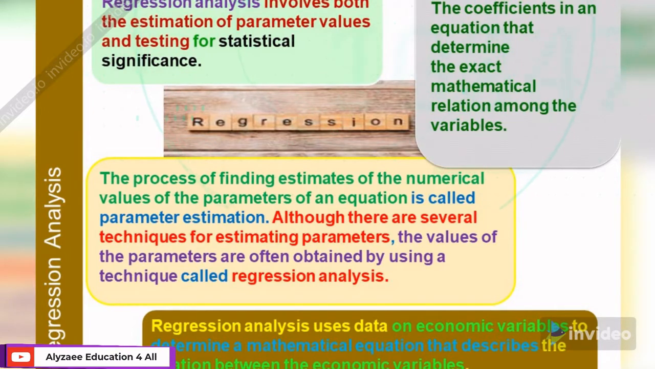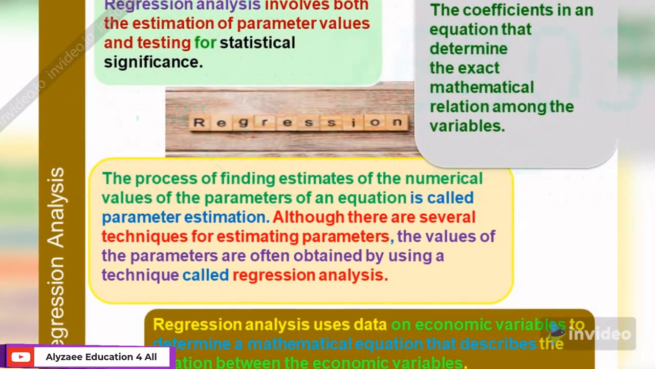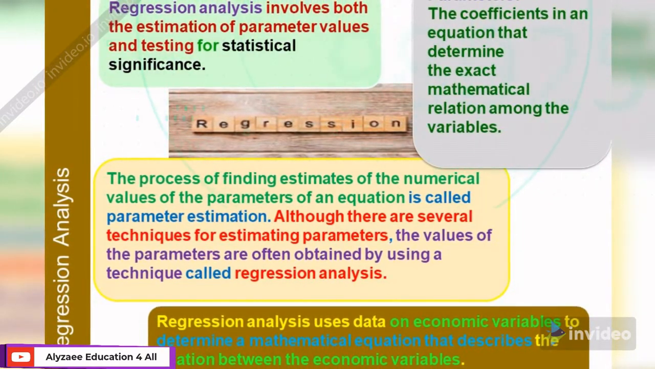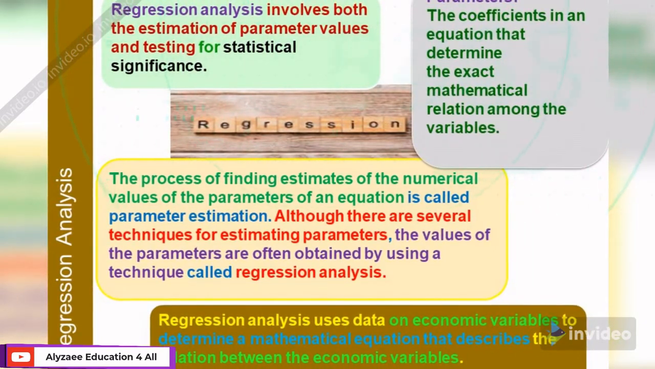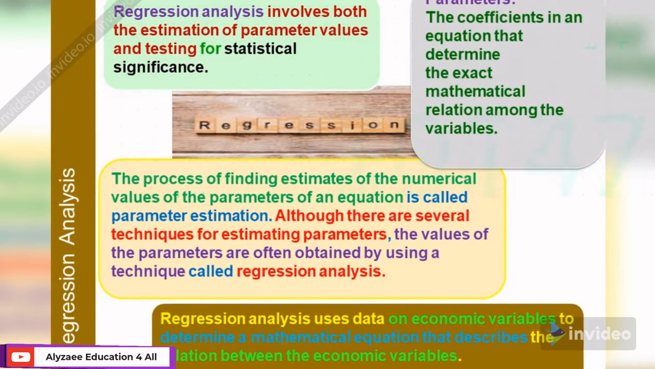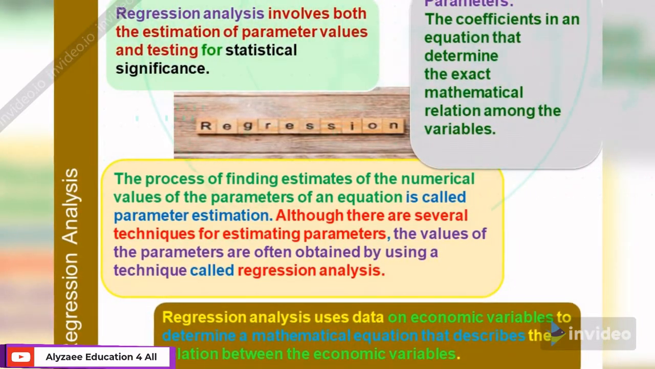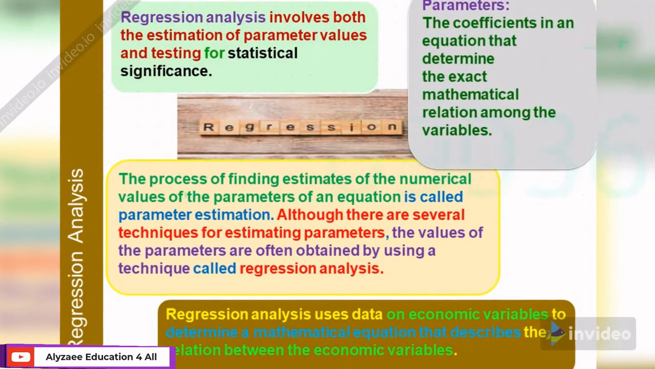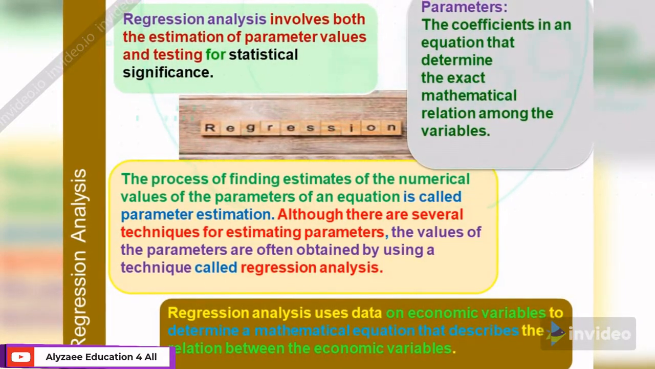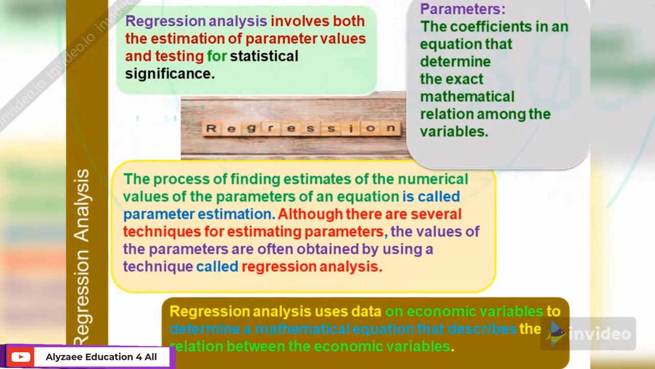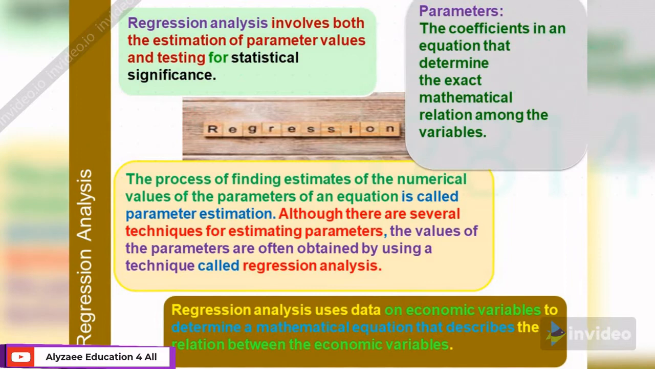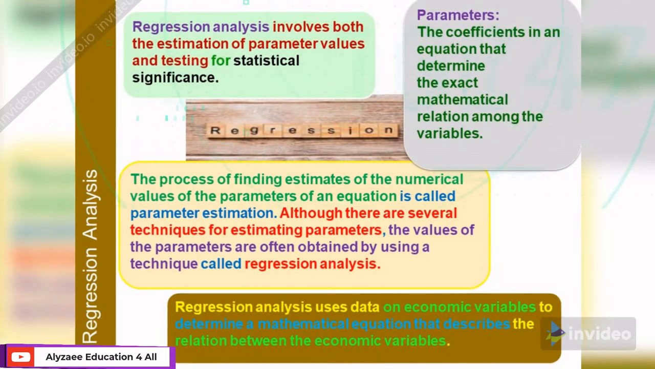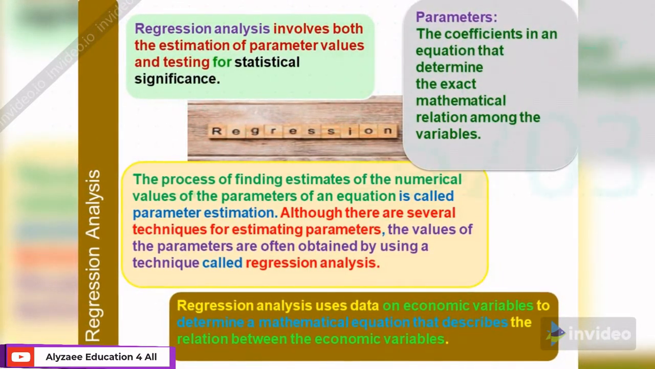Regression analysis involves both the estimation of parameter values and testing for statistical significance. The process of finding estimates of the numerical value of a parameter of an equation is called parameter estimation. Although there are several techniques for estimating parameters, the values of parameters are often obtained by using a technique called regression analysis. What is a parameter? The parameter is the coefficient in an equation for determining the exact mathematical relation among the variables. Regression analysis uses data on economic variables to determine a mathematical equation that describes the relationship between the economic variables.